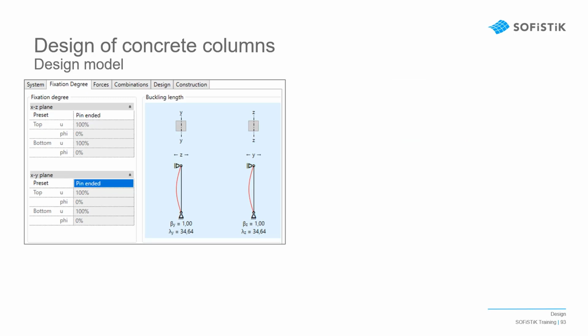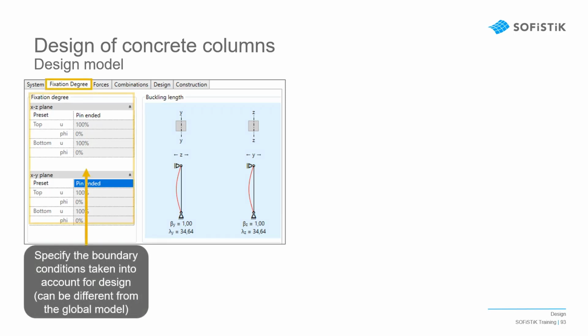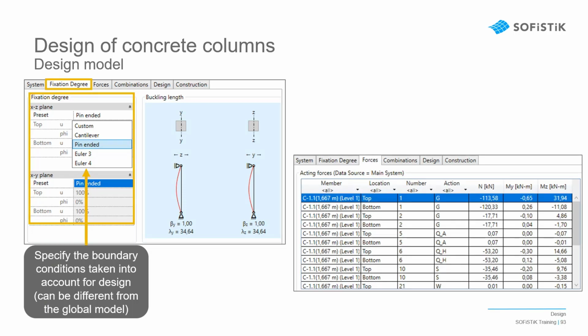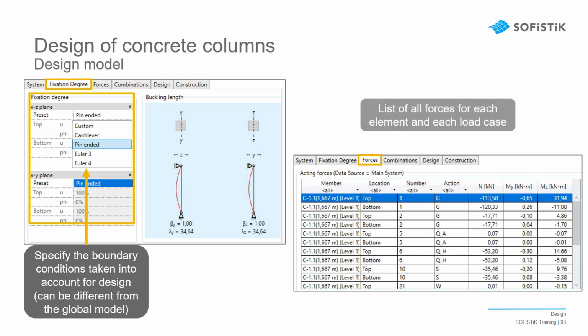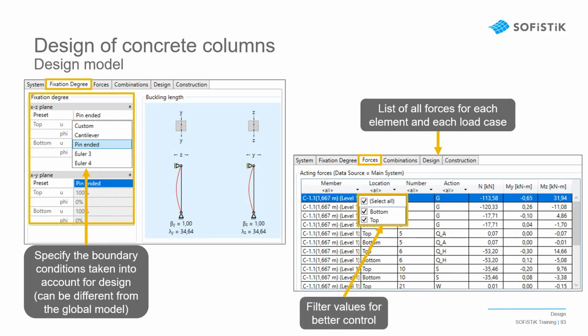In the design, the column will be studied as an independent system. For this reason, the tab Fixation Degree is necessary to specify which boundary conditions are considered at the top and bottom of the columns. This isn't automatically related to the global model and can therefore be different to better fit the design. In the tab Forces, we see a list of all the force vectors for each load case and each column at their top and bottom. They can be filtered for a better overview and control.